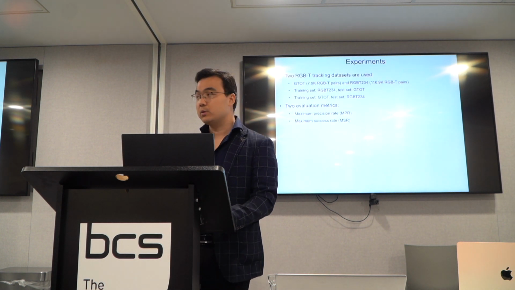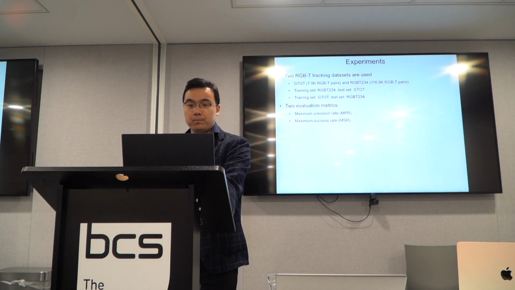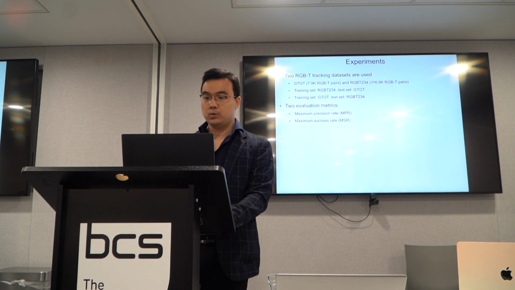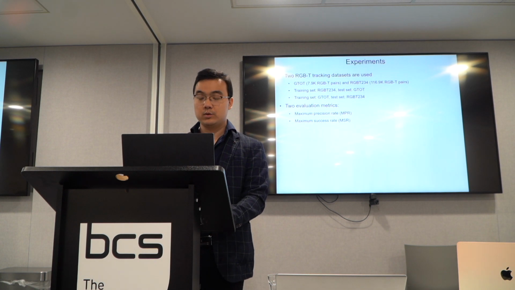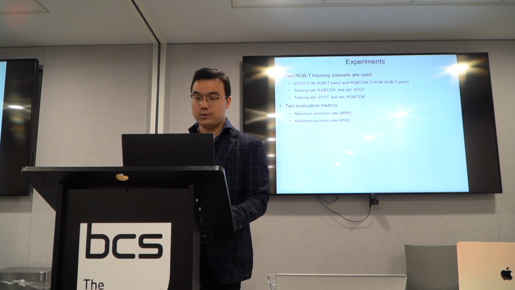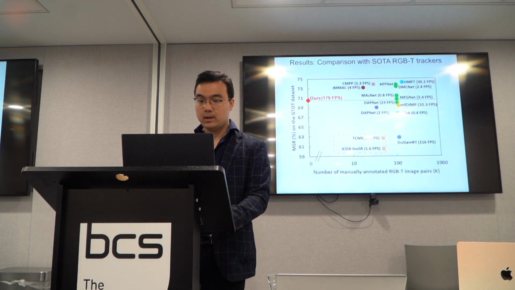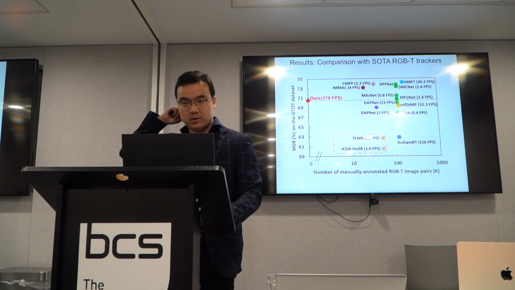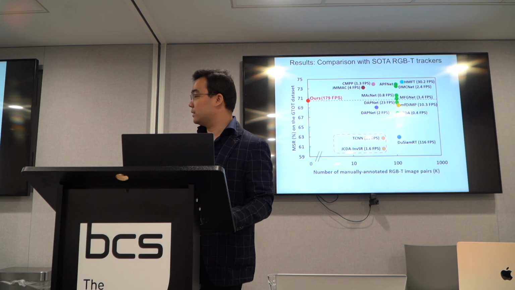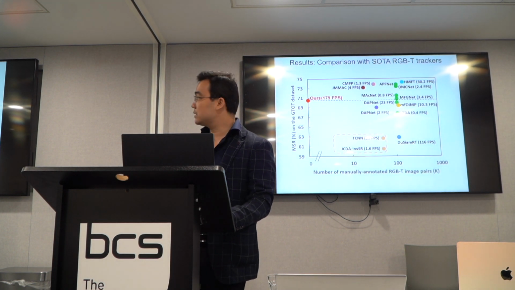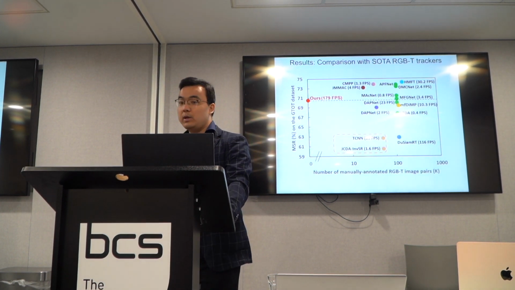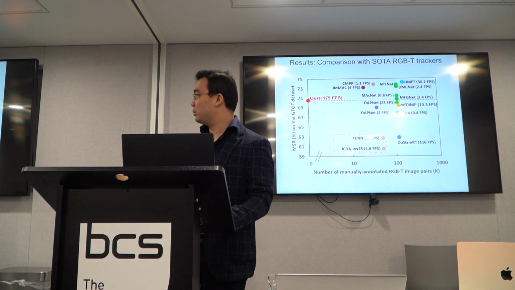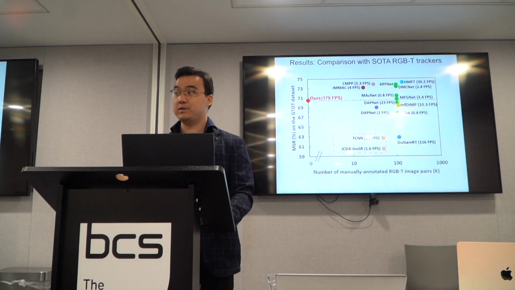In our experiments, we use 2 public datasets in this field to test our idea, and we also use 2 common metrics to evaluate our method. This is the performance comparison between our method and the supervised trackers. As you can see, without using any human annotations, our method outperforms 7 supervised trackers.